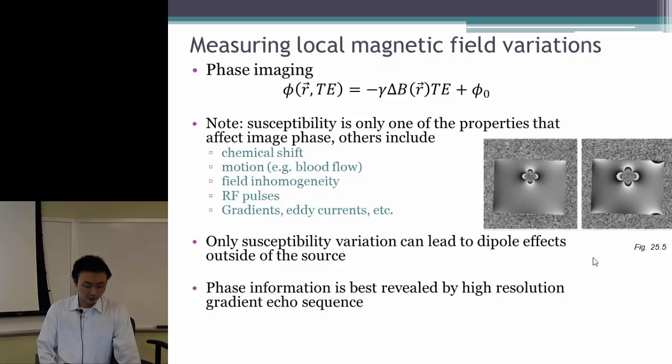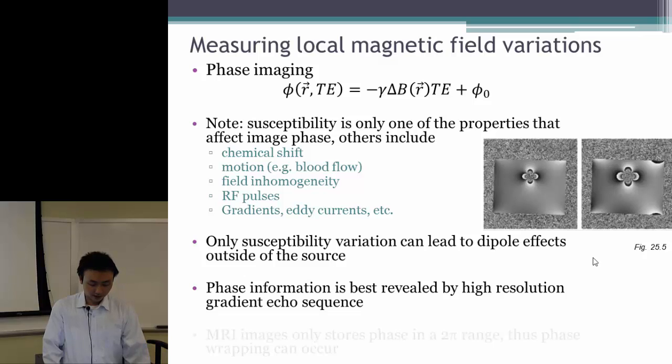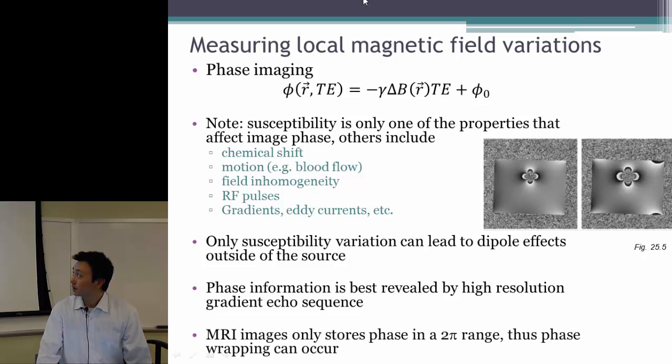And also, when we're talking about phase imaging, the phase information is usually best revealed by doing a high-resolution gradient echo sequence, because we can see that it's directly proportional to TE, and it's more like a gradient echo imaging.